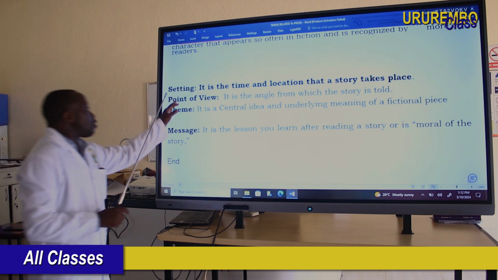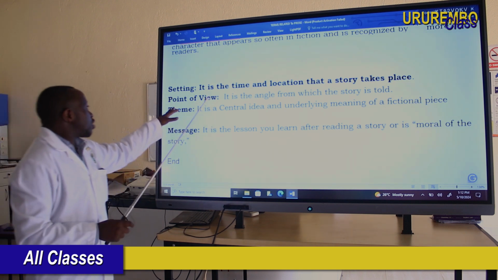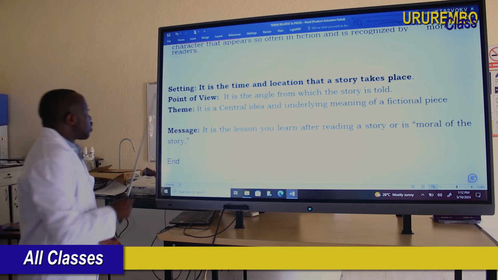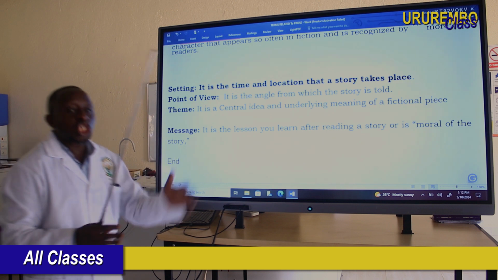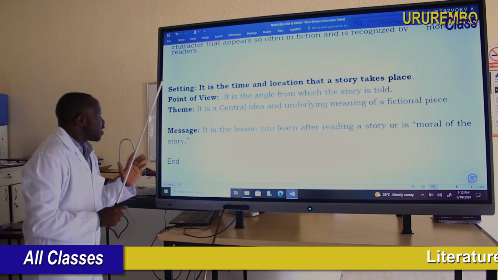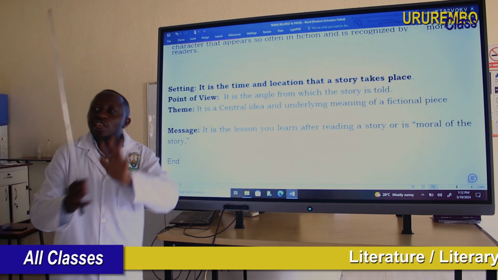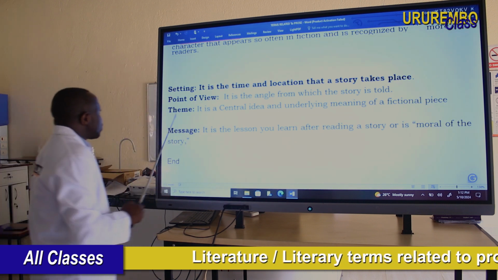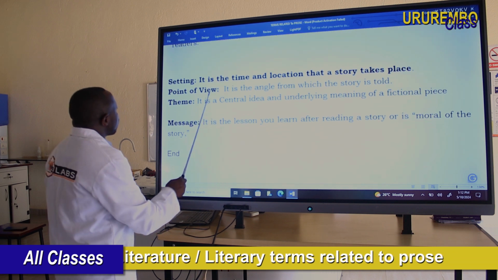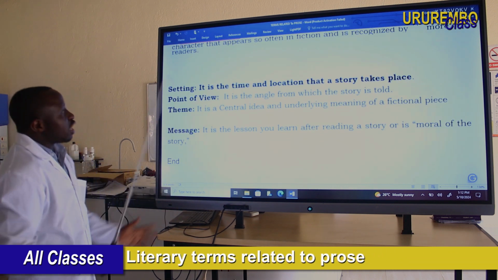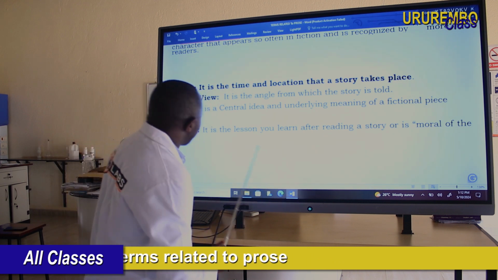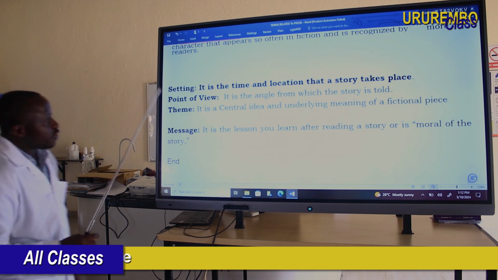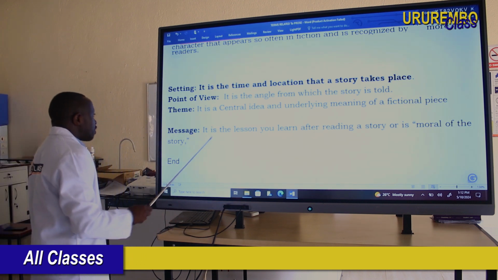But before we go to the theme, the second person point of view uses you. And the third uses he, she, or they. The third person point of view is divided into two: the omniscient and the limited narrator. Now let's go to the theme. A theme is a central idea or underlying meaning of a fictional piece of work. Central idea, main idea.